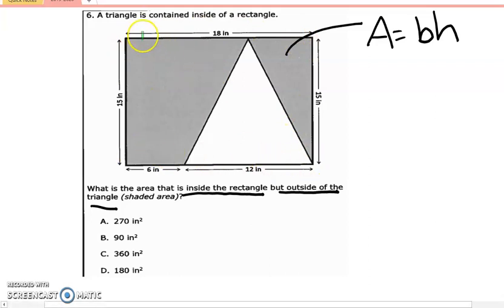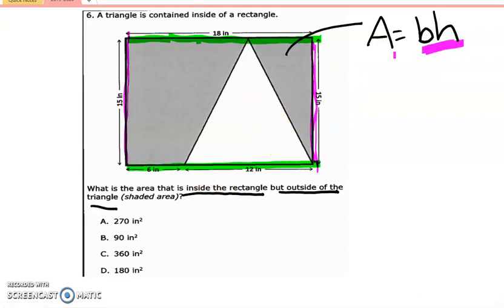And if I want to know what the base is, well, if this is 18, that means this is 18. And that's the base of the rectangle. And if I want to know the height of the rectangle, well, this is the height, which is the same as this one. So those are my base and height of the rectangle, the ones that I'm going to put there. And now I need to find the area of this triangle.